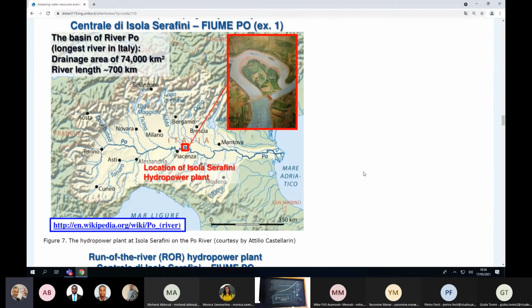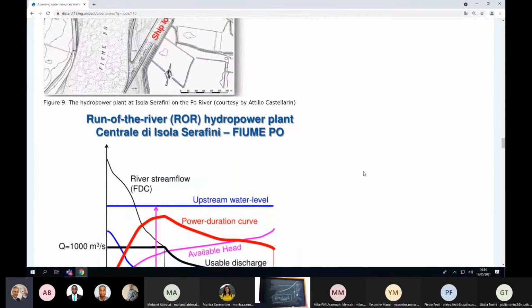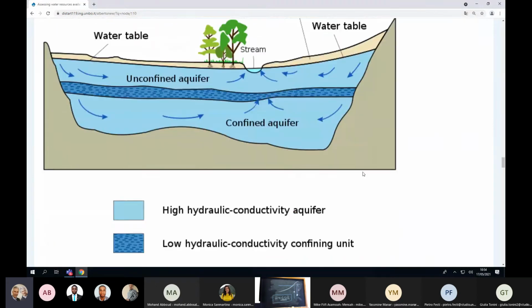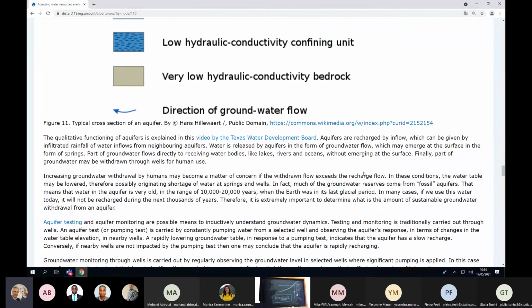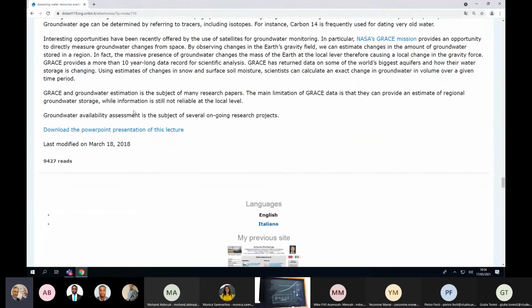This example of a run-of-the-river hydropower plant is not a subject for the exam, and I think groundwater is, we will discuss later. Okay. Now, deductive assessment.